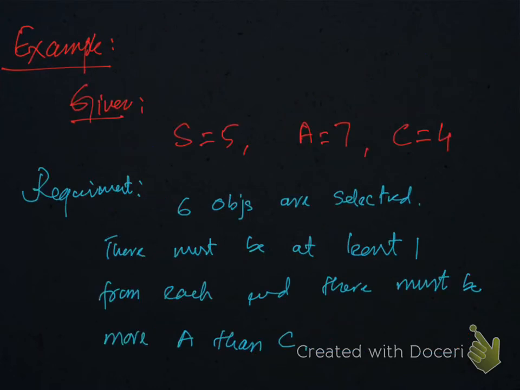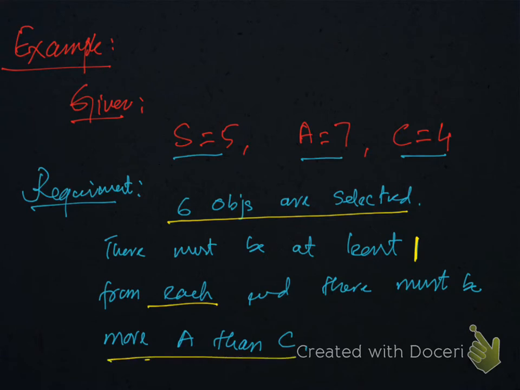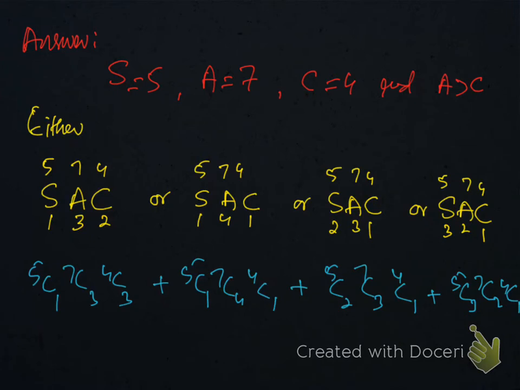Example. We have 5 S's, 7 A's and 4 C's. Requirement: 6 objects are selected. There must be at least one from each, and there must be more A than C. So there are 2 restrictions: at least one and more A's than C's. So we can have these options. We can have 1 S with 3 A's and 2 C's.